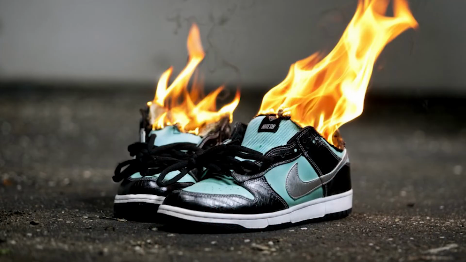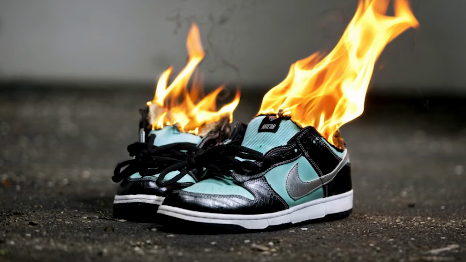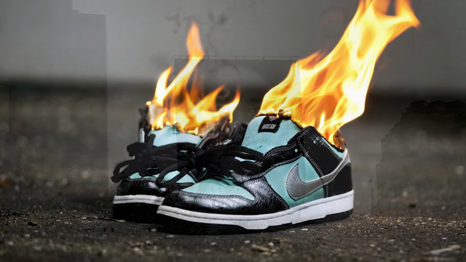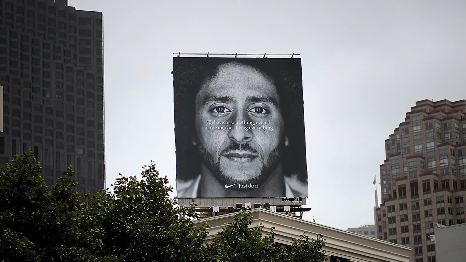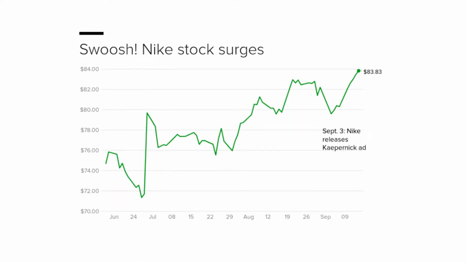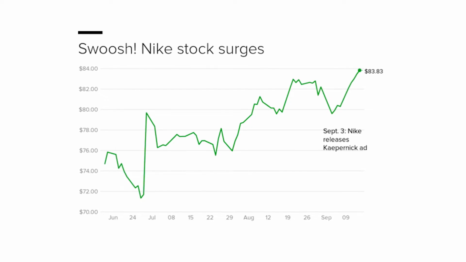Video surfaced of people burning Nike's clothes amid calls to boycott Nike, yet the ads resonated with Nike's core target audience, whose response was overwhelmingly positive. Kaepernick's stand aligned with Nike's values to make brave statements, making it a perfect partnership that made sense to Nike supporters. On the day they released the campaign, Nike's stock price went up 7%.